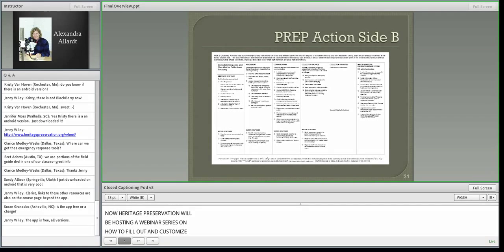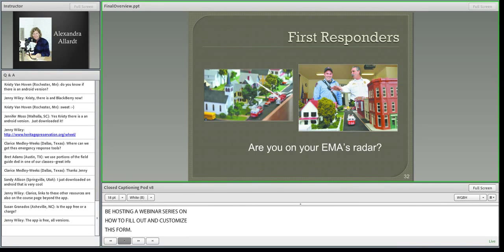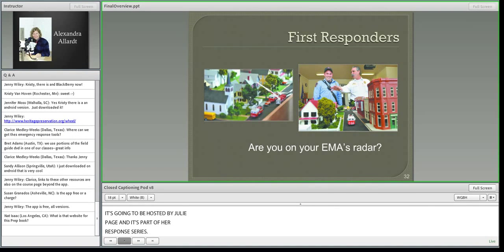However, all incidents are local, and all incidents really rely on our local emergency managers to help us. So in addition to the benefits of all these paper and online resources, one of your best supporting resources are your first responders. Are you on your emergency manager's radar? If you have a good relationship with your local emergency responders and know how their system and practice work, you can help them keep your staff and collections safe.